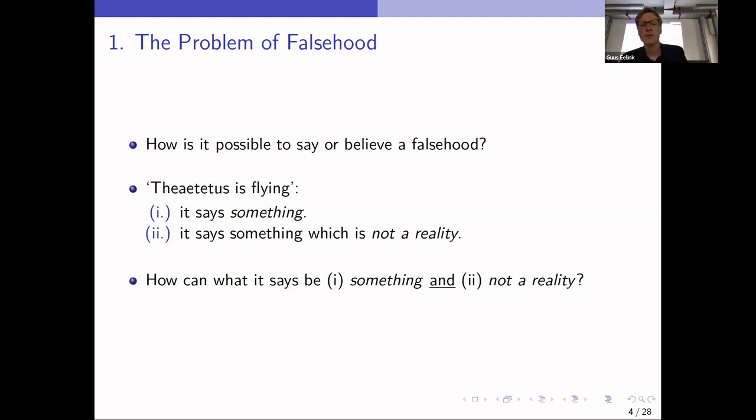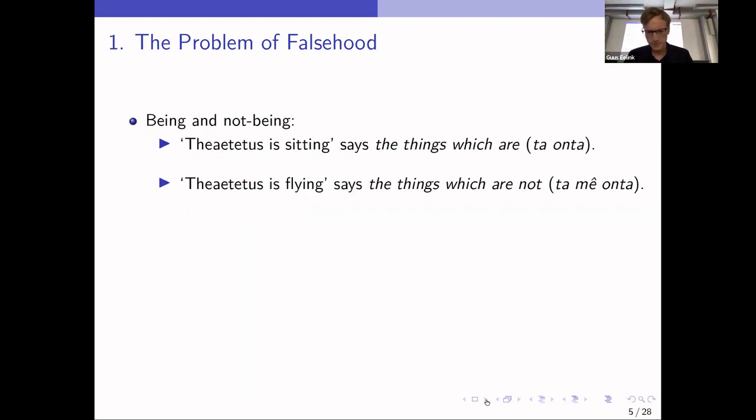Now, this question becomes all the more pressing, I think, in the context of ancient Greek philosophy. And I think there are two factors that contribute to this. The first factor is that in ancient Greek, truth and falsehood are described in terms of being and not being. So that a true sentence, such as Theaetetus is sitting, says the things which are, whereas a false sentence, such as Theaetetus is flying, says the things which are not. The Greek often, though not always, uses a plural here.